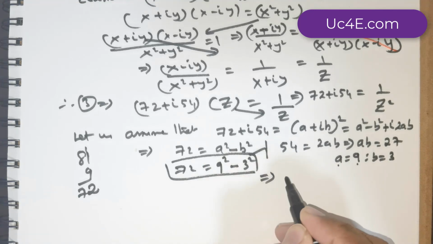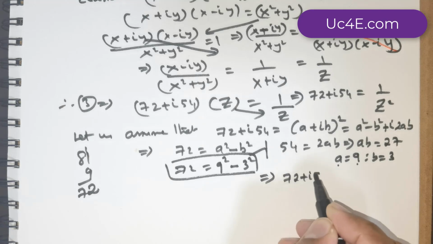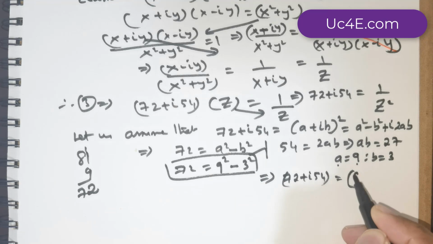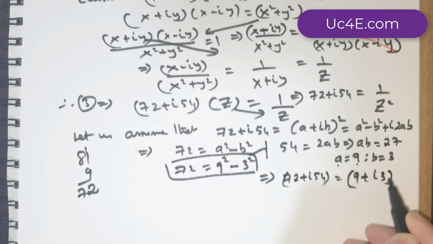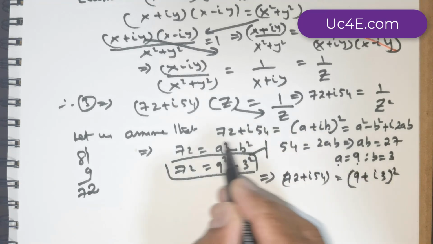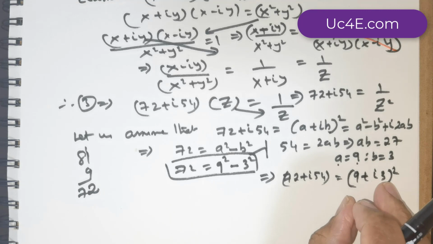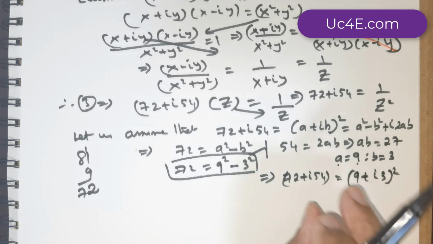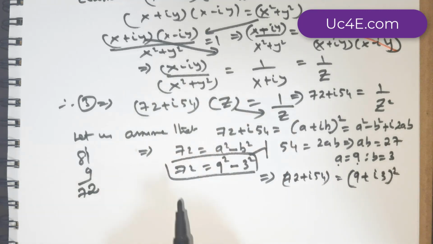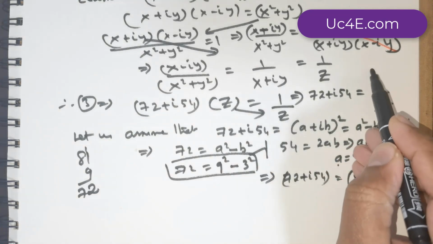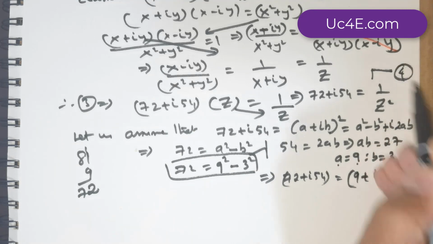So this would mean 72 plus i times 54 can now be rewritten as (9 plus i times 3) raised to the power of 2. You see that? This is now the new representation. So what I need to do is take this up and substitute it there. So let us do that now. I need to name this equation, so I take it as 4.